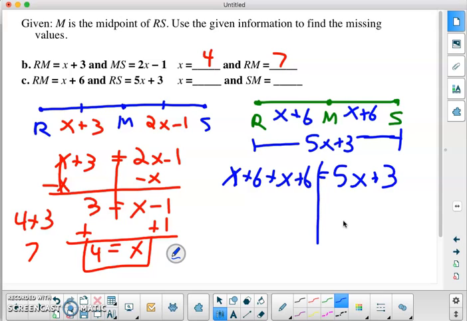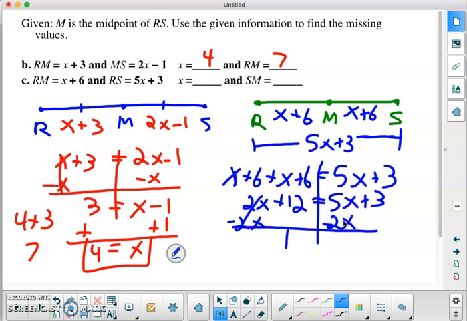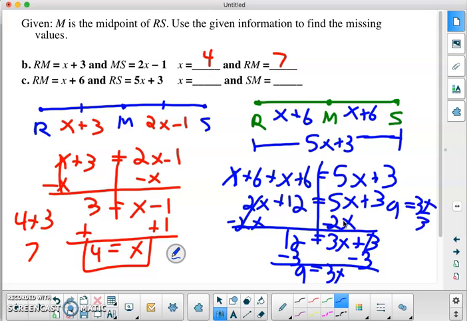And we solve: x plus x is 2x, and 6 and 6 make 12. Remember, on the same side of the equal sign, we just combine like terms together. We don't have to subtract or anything like that. Now, we have to subtract 2x because we're moving it to the other side. So when you move it across to combine, you do the opposite. 5x minus 2x is 3x. Then subtract 3 from both sides. So 3x equals 9. And then lastly, we divide both sides by 3, so x equals 3. So x is 3 for part C.